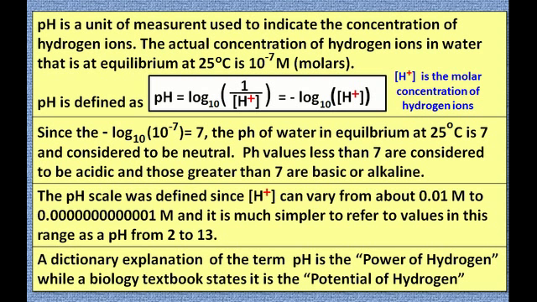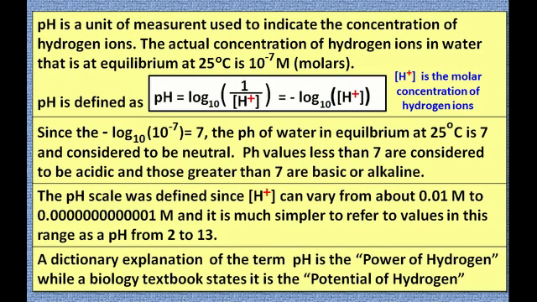pH is a unit of measurement used to indicate the concentration of hydrogen ions. The actual concentration of hydrogen ions in water, that is at equilibrium, at 25 degrees centigrade, is 10 to the minus 7 molars. The formula for pH is shown here. Note that it is common practice to indicate concentrations of ions and molecules by enclosing their formulas in square brackets.